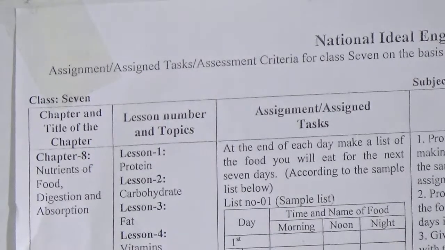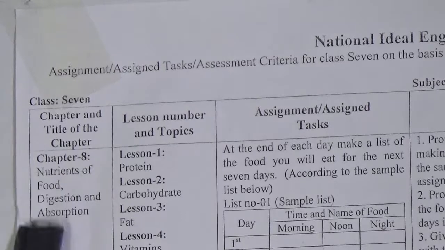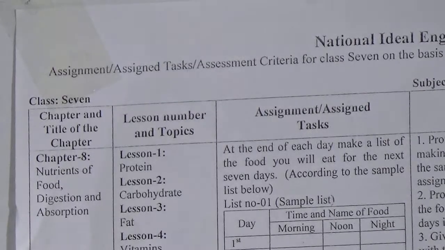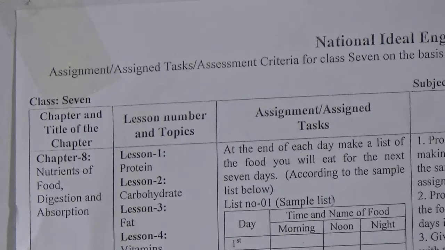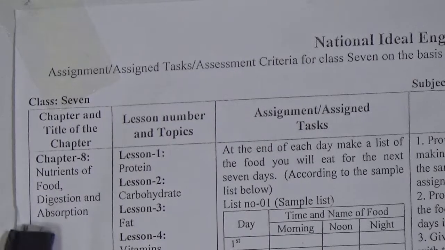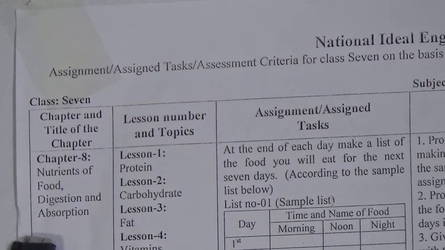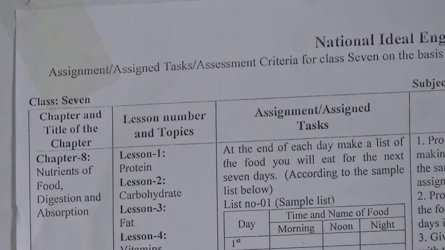At first, just look at the assignment topic here, the chapter and title of the chapter. That means from which chapter we can get the ideas of this assignment. This is chapter 8, and the chapter's title is Nutrients of Food, Digestion and Absorption.